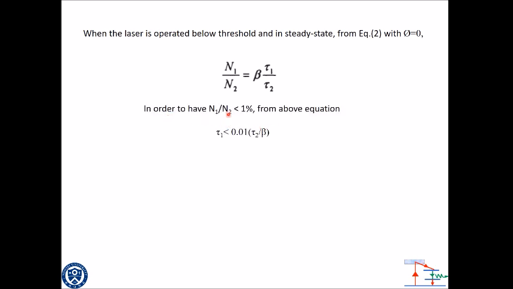Further, when we have to calculate the lifetime for less than 1%, this equation is rearranged in this form. In the question, it is provided that tau 2 is 230 microseconds and beta is 0.51. So the short lifetime comes out as tau 1 should be less than 4.51 microseconds.